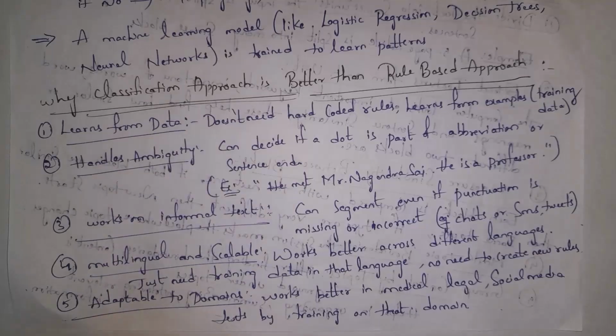And the fourth one is multilingual and scalable. Using the classification based approach, you can create various kinds of new rules. And this approach will work for various kinds of languages, not only for English. And the fifth one is adaptable to domains. Yes, the classification based approach works well in medical, legal, social media text by training on the domains. That is nothing but giving various kinds of examples based on domains. We need to train our model, so whenever we give any input, our model will give the correct output. These are the reasons why the classification based approach is better than the rule based approach.